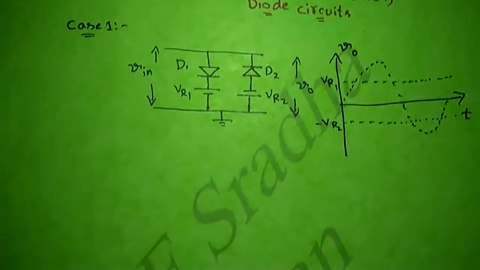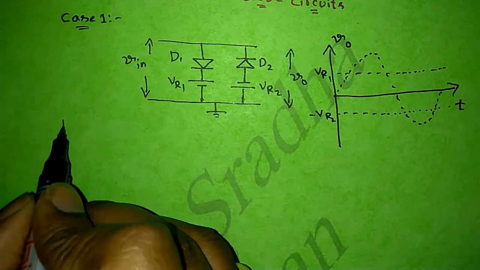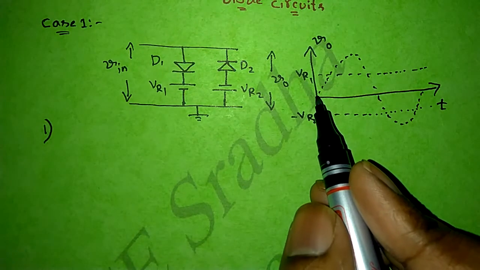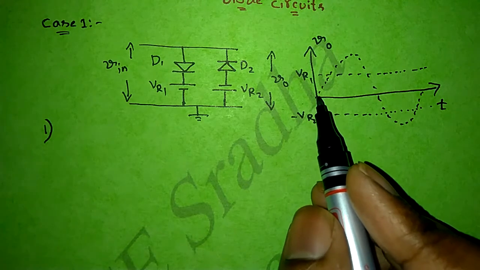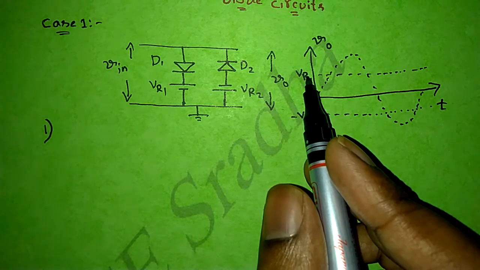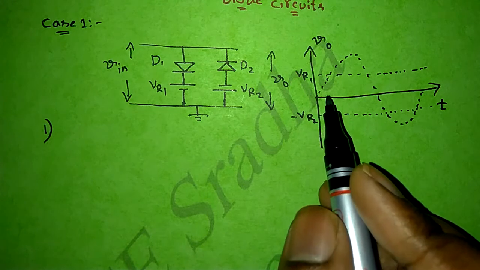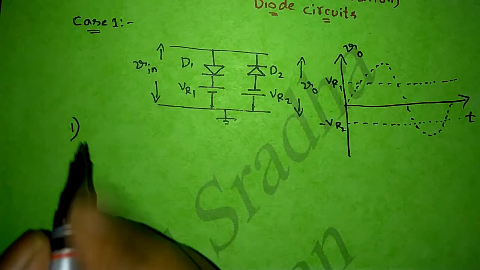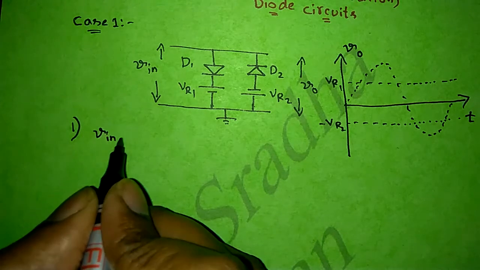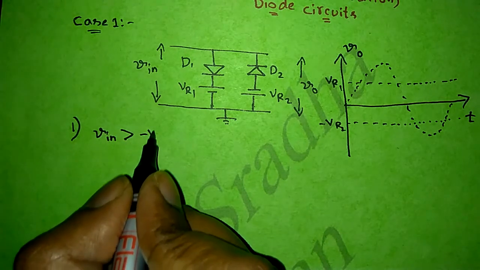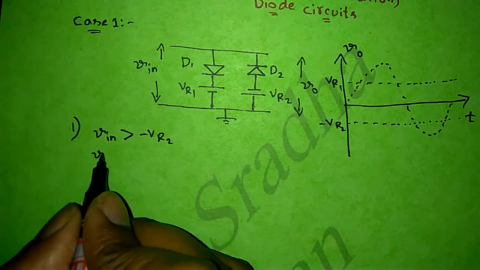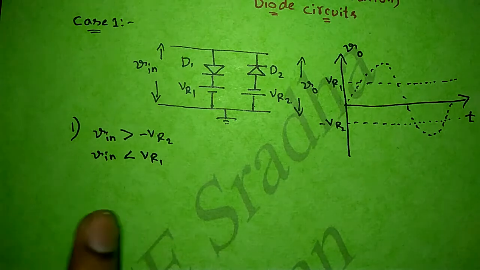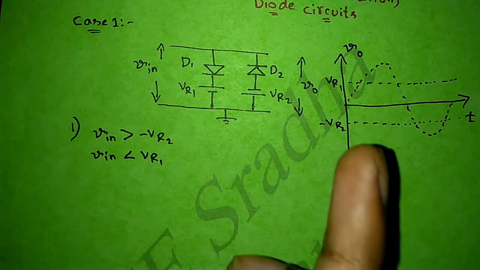So the first step is, from the waveform we can consider initially our input is 0, that is, the input lies between reference voltages VR1 and minus VR2. So the same condition can be represented mathematically like this: V in is greater than minus VR2 and V in is less than VR1. So this is the condition I wrote by using the waveform.